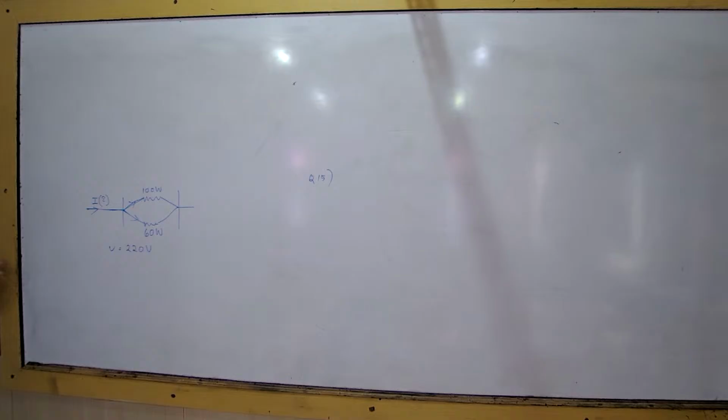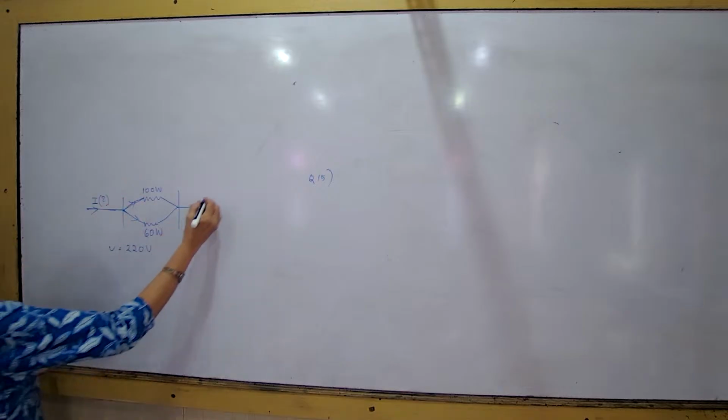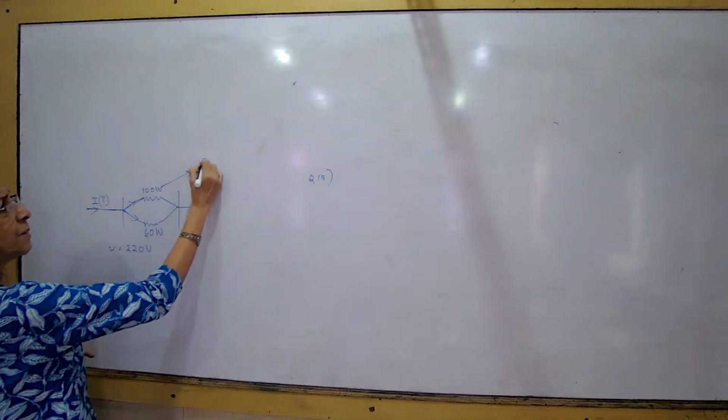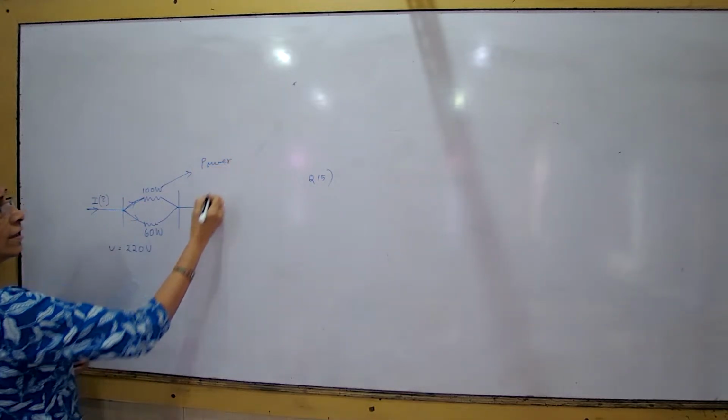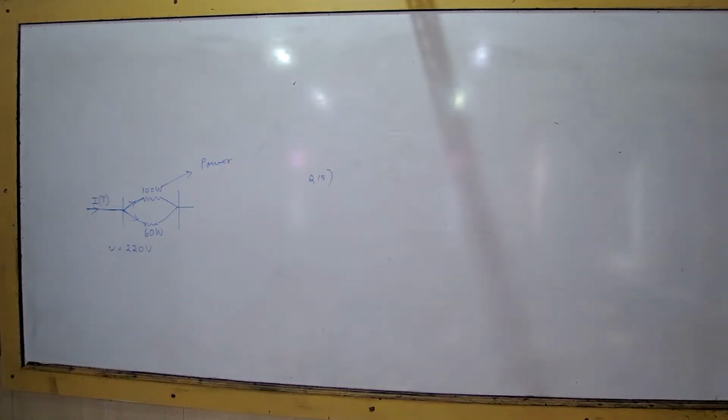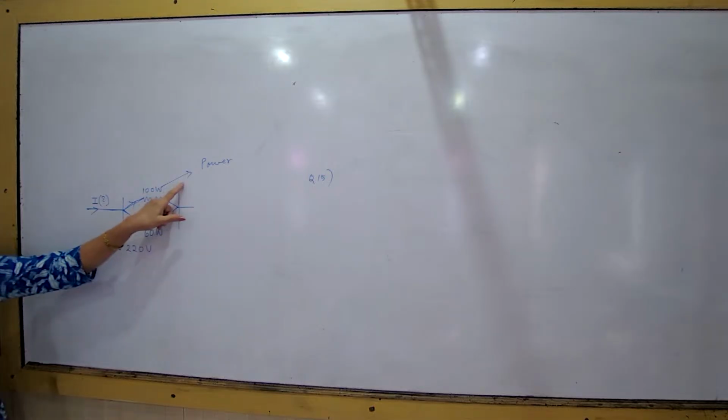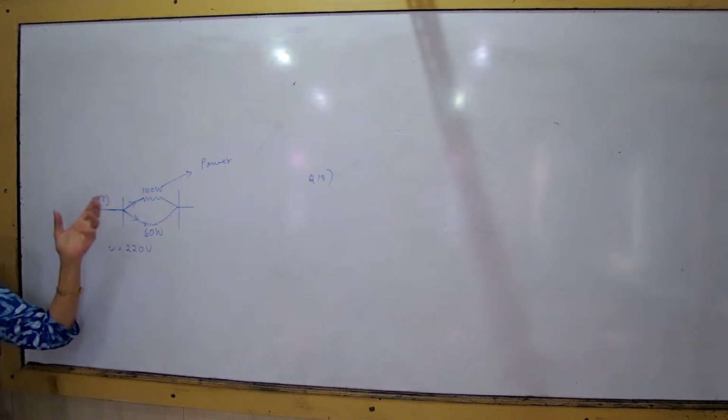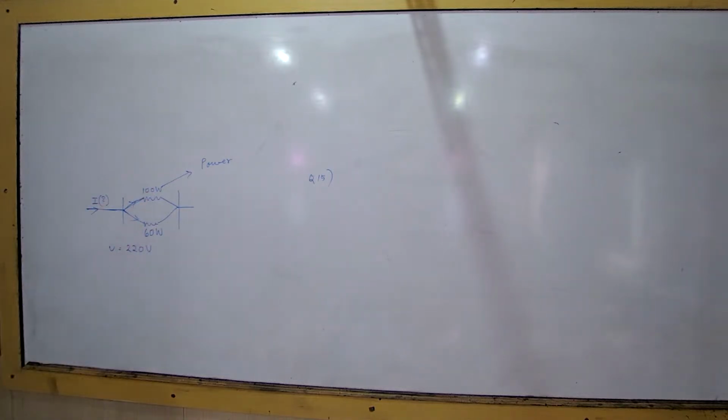Which formula shall we use to find the current here? What is this, 100 watt? This is power, no? P is equal to VI, we have learned that. So I is equal to P by V. Power is given, V is given. Find out I for this, find out I for the other, and add it up. Find out for both of them.